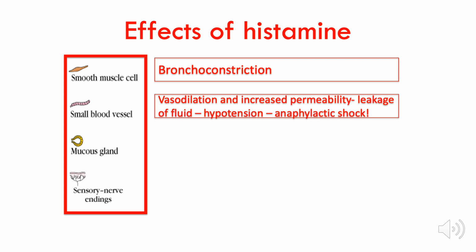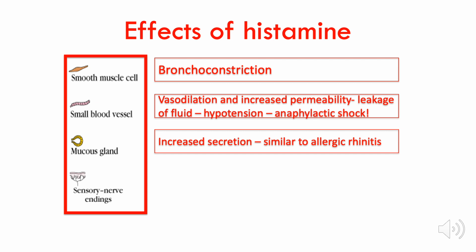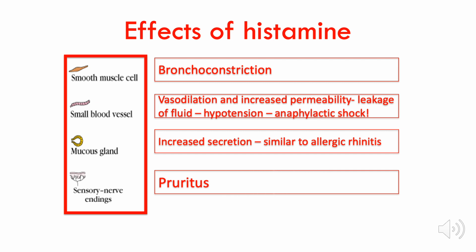I want you to imagine the vasodilation has already caused a drop in blood pressure. If you allow some of the fluids to leak out, that would cause a decrease in the blood volume, that will worsen now the hypotension. And with hypotension, the organs in the body will receive less blood supply, and you call it a state of shock. Histamine can also act on mucous glands, increasing their secretion, as shown in people with allergic rhinitis. And the pruritus is brought about by the action of histamine to the sensory nerve endings.